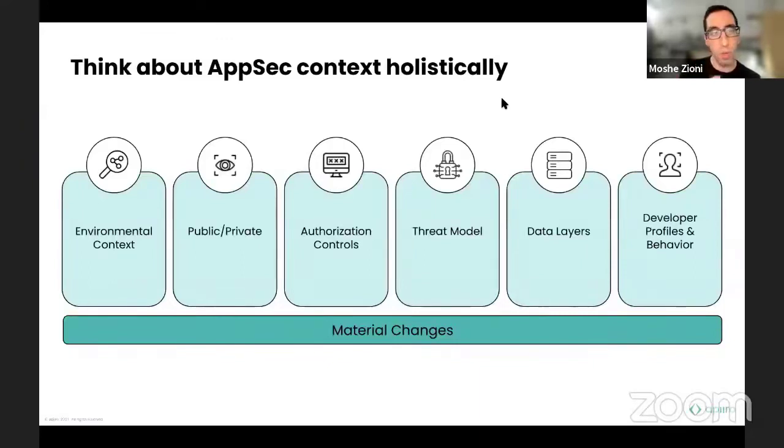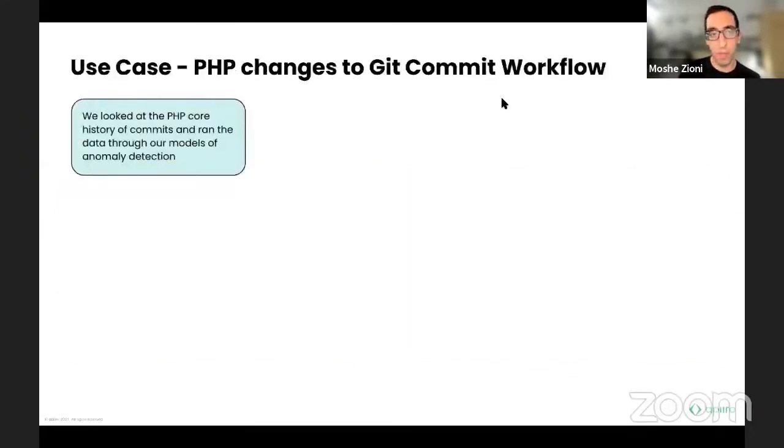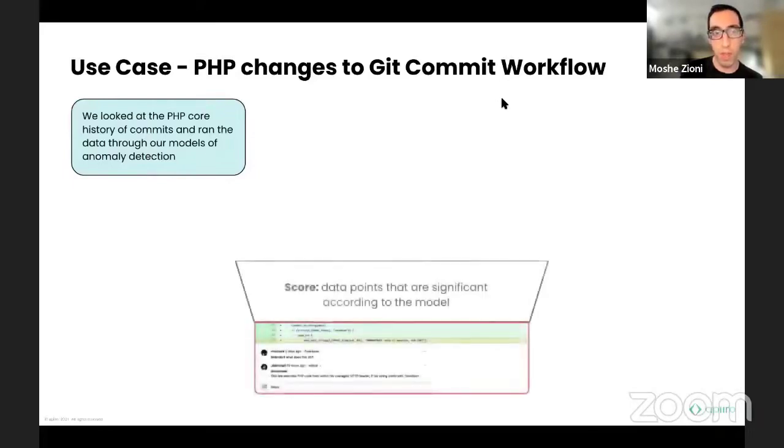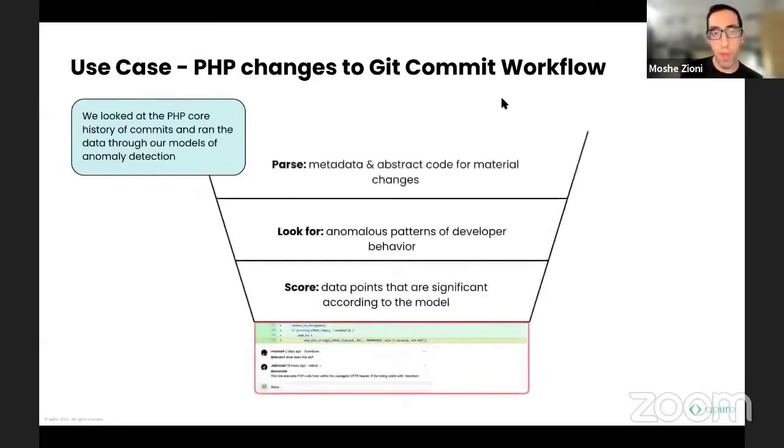Now, what we said so far maybe made sense, but let's go for a use case that we used. Just a year ago, there was a PHP core attempt at backdooring the PHP core code. We took the code, we took all of the history of the commits, and especially the semantic ideas, the metadata they have on the code journey that they took, the PRs and commits, and we found it through the models that we have for anomaly detection.